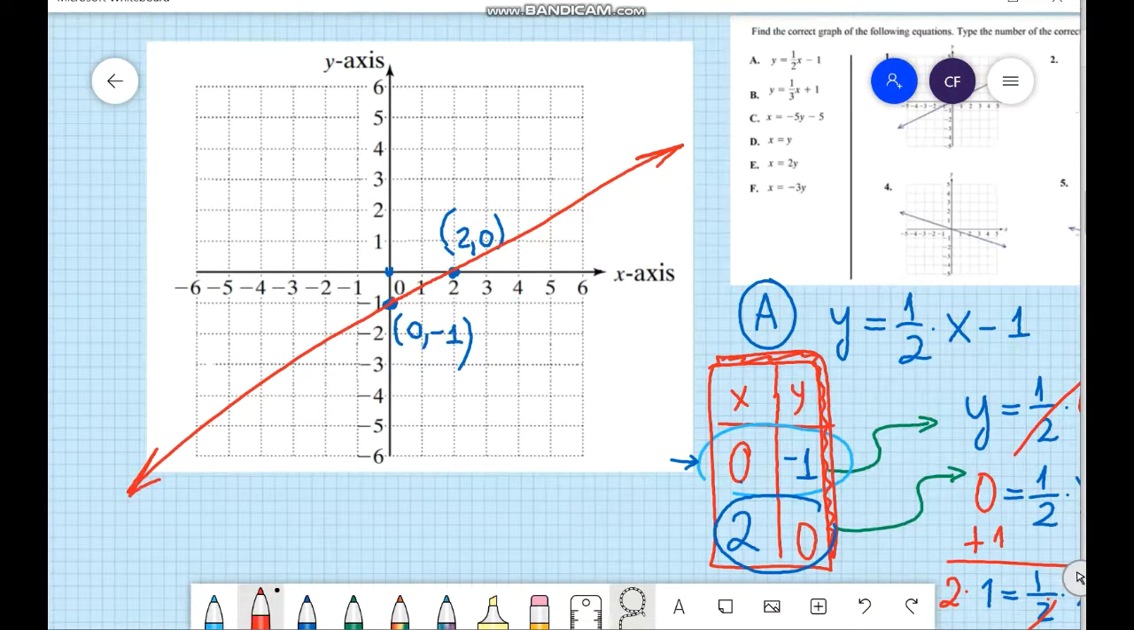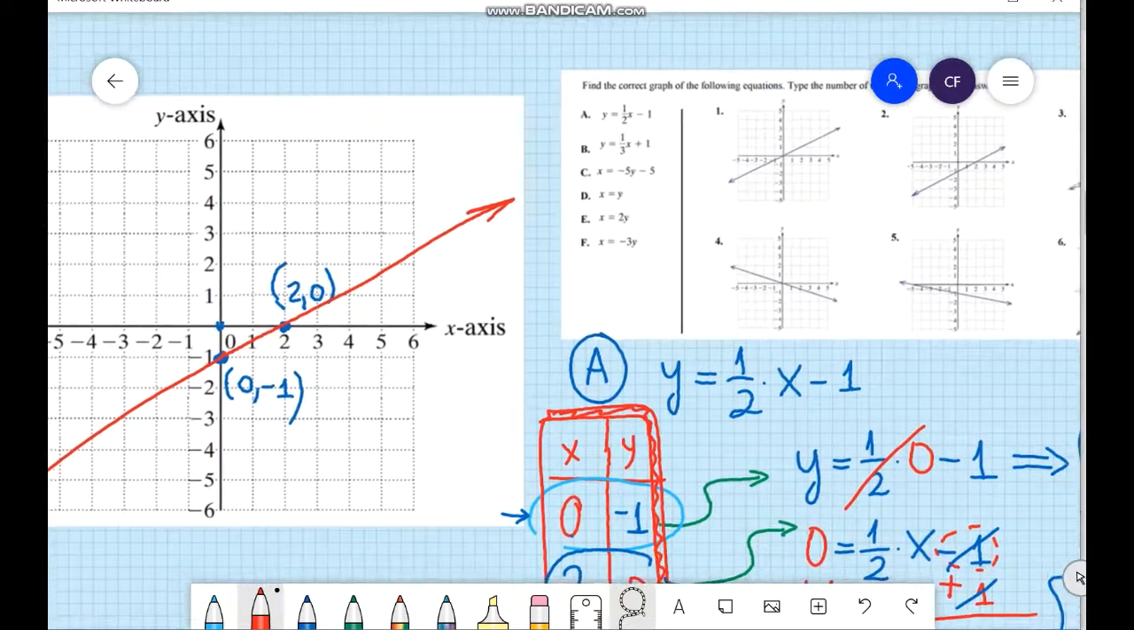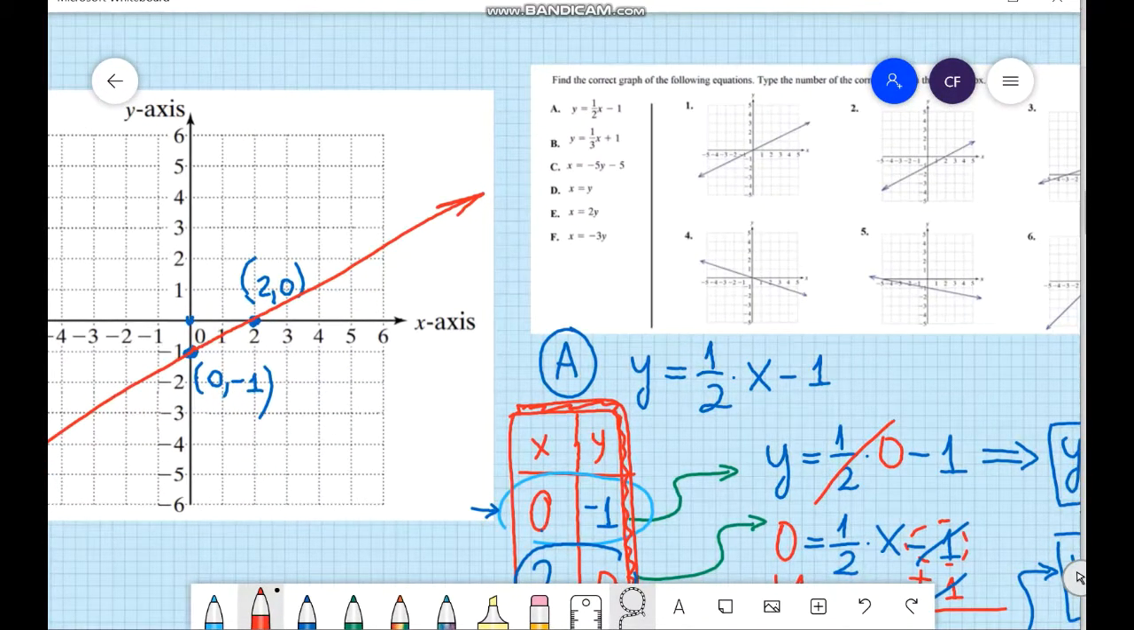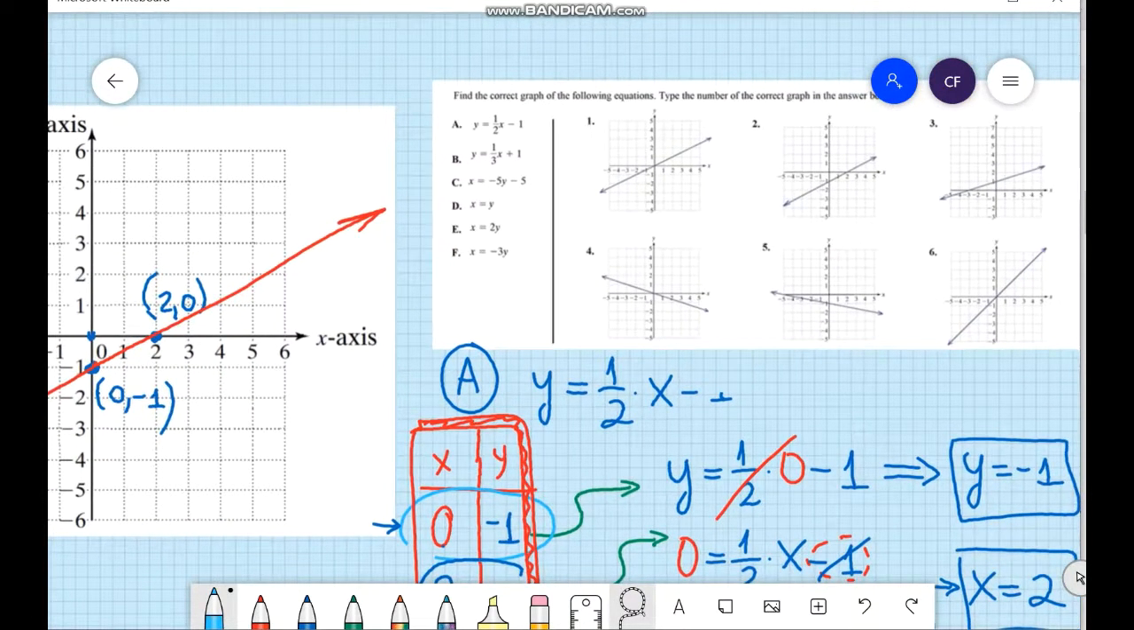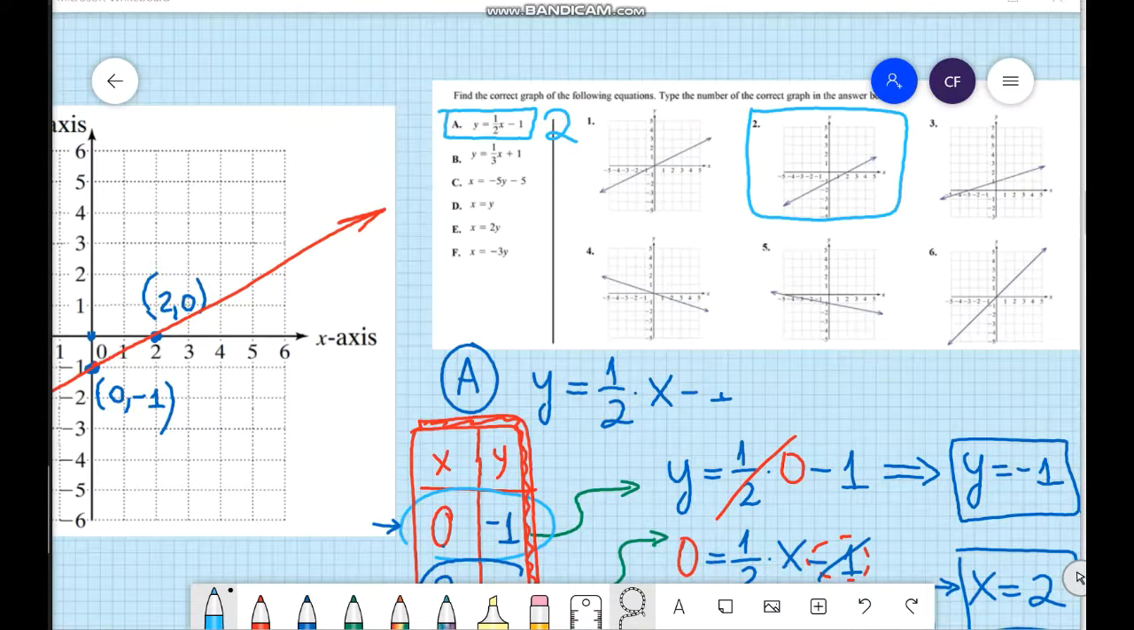Now, to answer the question, you're going to compare this graph that you drew with the options. If you check it out, the option that goes through -1 and 2 is going to be option number 2. Okay? So the answer for A is number 2. That's right, Clea. A is number 2.